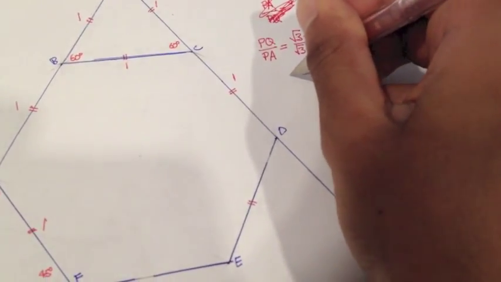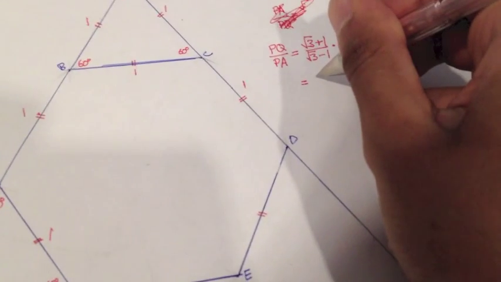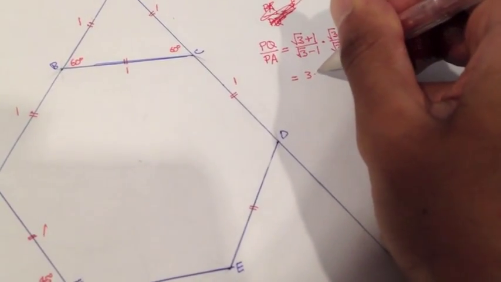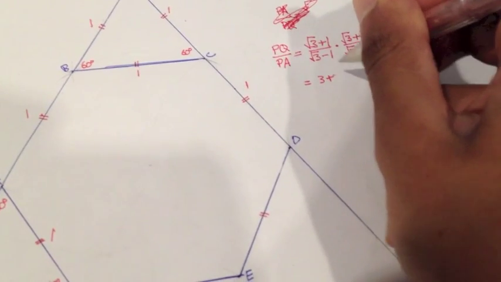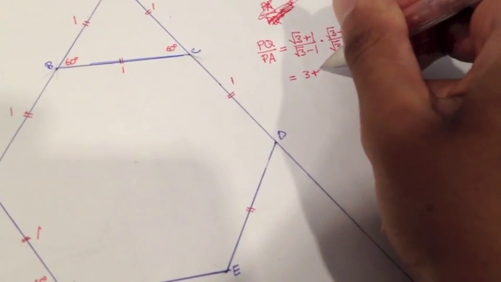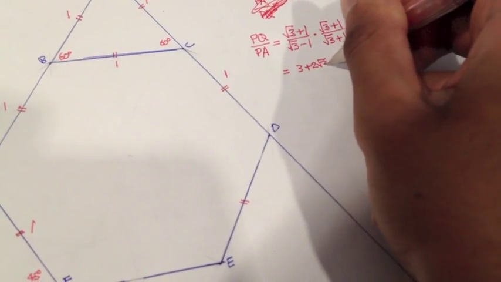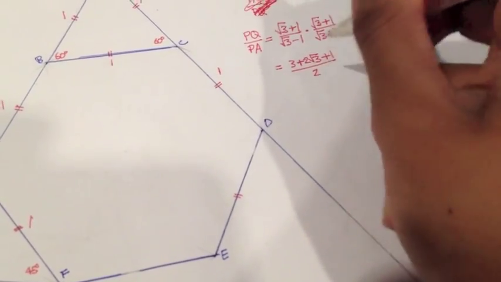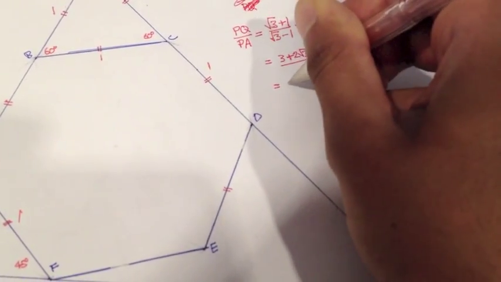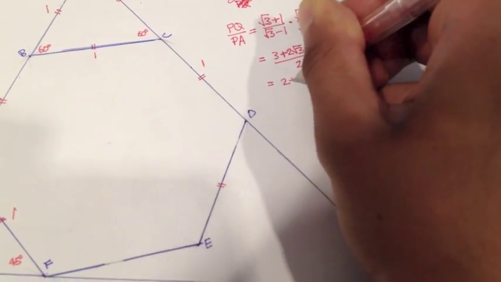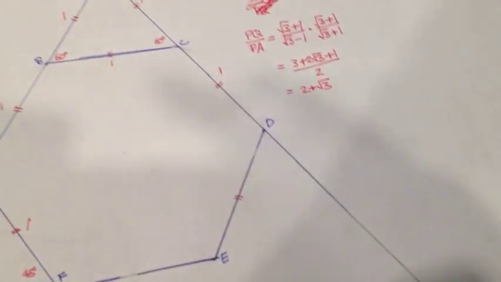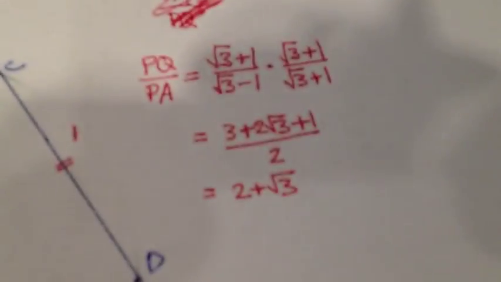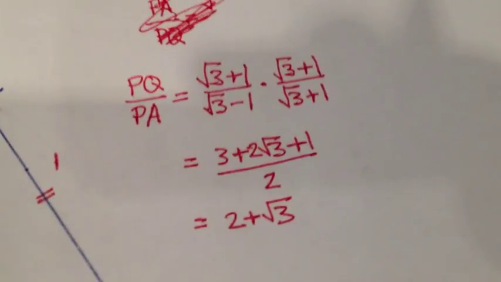And this comes out to be, we have a square on the top, so 3 plus... and we can simplify this to 2 plus root 3. Okay, so this is nice. We now have the relationship between the two sides. So we know what the ratio of similarity is.